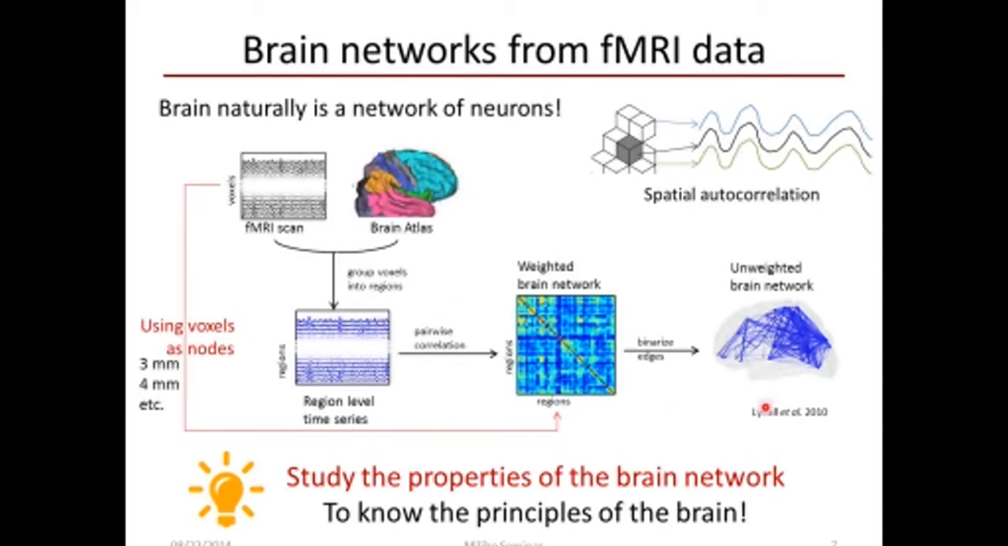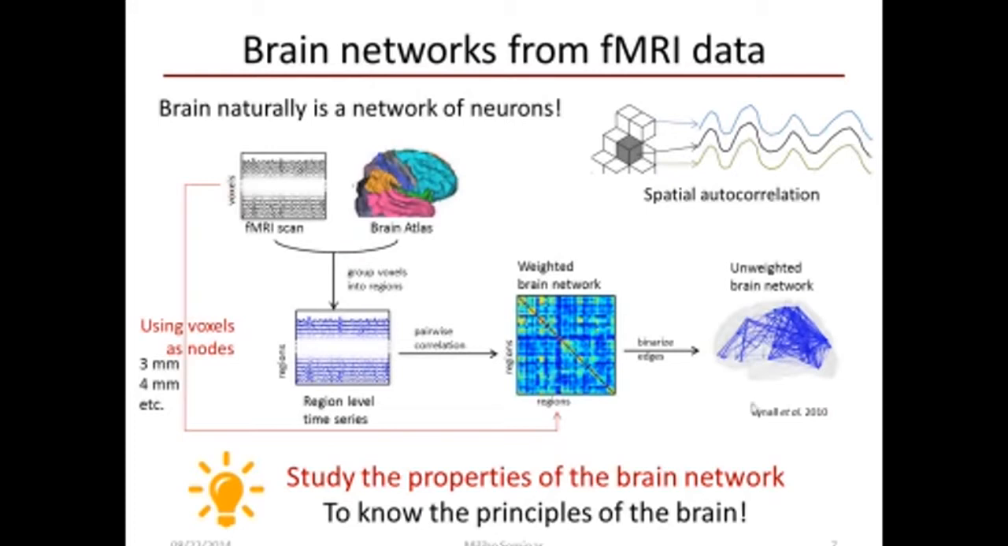There are also other ways of constructing these brain networks, which reduce the resolution of the data by going from 2 mm to 3 mm or 4 mm. That way, they reduce the number of voxels from 100,000 to roughly 40,000 or so, and then they compute the pairwise correlations and get the weighted brain network. And this can further be binarized, so a voxel-level network can also be constructed.